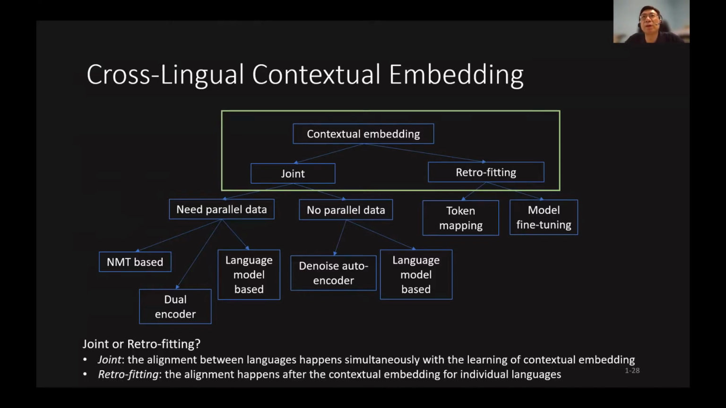So this figure summarizes various approaches to cross-lingual contextual embedding. Similar with cross-lingual word embedding, at the highest level, cross-lingual contextual embedding methods can also be divided based on the time when the alignment between languages happens. So if the alignment happens simultaneously with the learning of contextual embedding, then it is a joint learning method. Otherwise, if the alignment happens after the contextual embedding for individual languages, then it is called a retrofitting method. For these two types of methods, the mainstream for cross-lingual contextual embedding is joint learning methods. And there are only a few works belonging to retrofitting methods. So let us first take a closer look at joint learning methods.